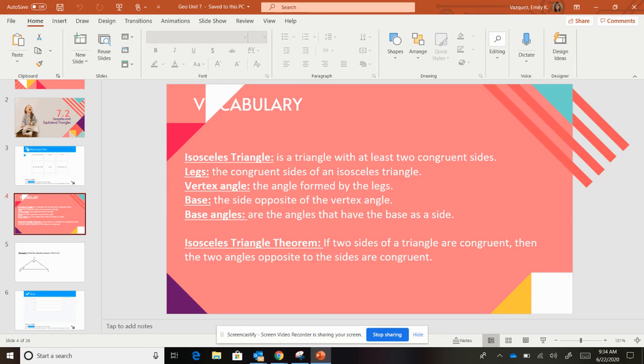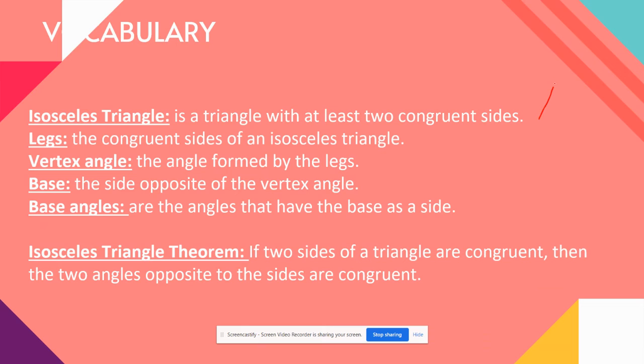All right, so for some vocab here, an isosceles triangle is a triangle with at least two congruent sides. So what that would look like is, and this probably seems familiar to you guys, two congruent sides like that, okay? Actually, an isosceles triangle also has two congruent angles as well.